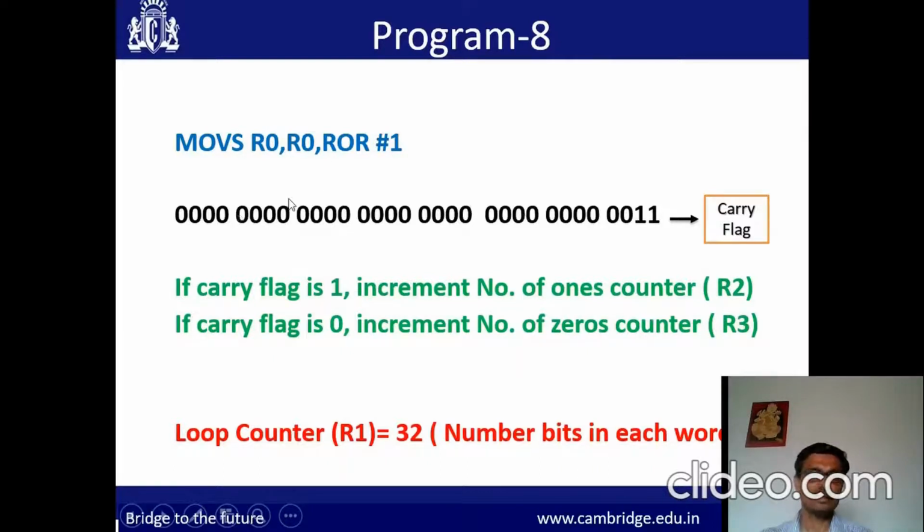For one 32-bit word, we have to rotate 32 times. Why? Because there are 32 binary bits in this. So you have to perform the rotation 32 times, and you have to put that in a loop. Therefore, that loop counter should be initialized with 32. So R1 is the loop counter here for the rotation.